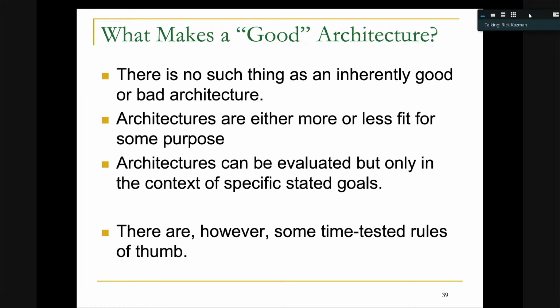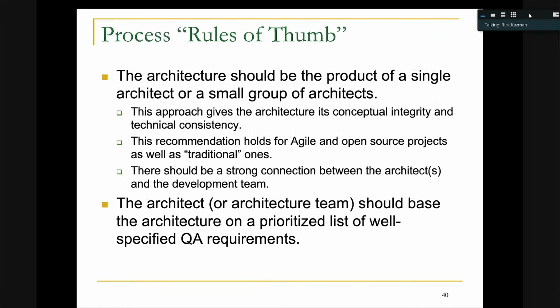So we should not assign arbitrary metrics and say the system has to be at this level of quality. It has to be at this level of quality with respect to specifically stated goals, goals that we elicit from our stakeholders or that we infer from our stakeholder needs. However, there are some rules of thumb.